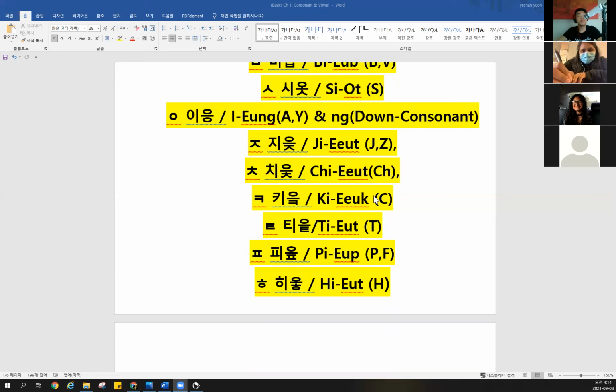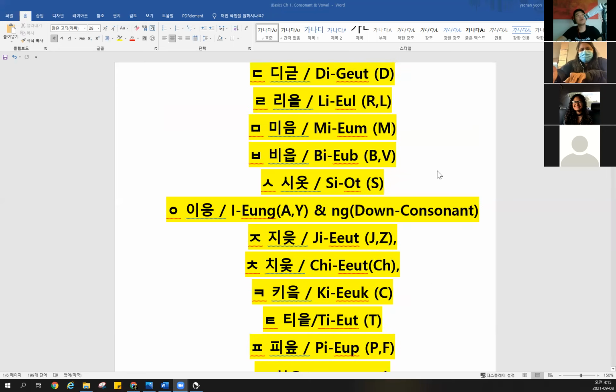And next one, 피읖. Sounds like P, P, P. You can write it down with the P and F actually, but we don't have an F pronunciation. Even if it is written with the F, we have to speak with the P, P, P, okay? And last one, 히읗. You can pronounce it with the H, H, H, okay? And the writing is going to be the H, all right?